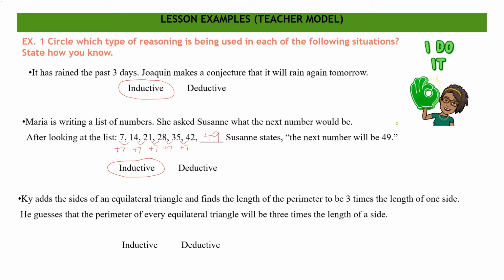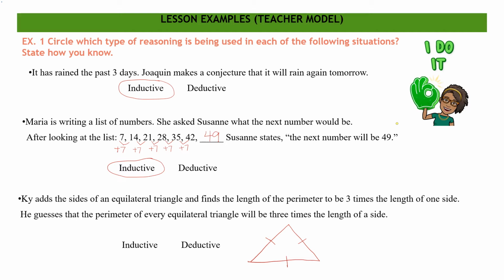The next one says Kai adds the sides of an equilateral triangle and finds the length of the perimeter to be 3 times the length of one side. He guesses that the perimeter of every equilateral triangle will be 3 times the length of a side. So let's use a picture to demonstrate Kai's findings. We know an equilateral triangle means that all sides of that triangle are equal, or what we call congruent in geometry, and we use these little markings here to determine that they are congruent.